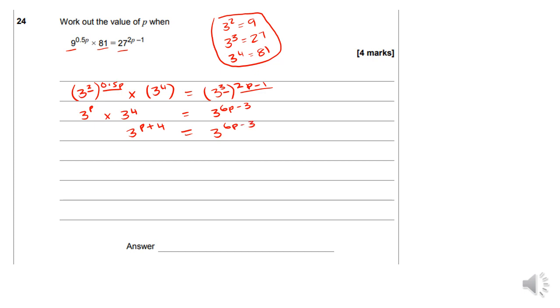Now because I've got the same number raised to different powers, but I've got an equal sign in between, it ultimately means that p plus 4 is equal to 6p minus 3. It's the only way I would get the same thing if I raise the same number to those powers. So I've got a simple linear equation. I'm going to take away p first, so I've got positive 4 is equal to 5p take 3. I'm going to add the 3, so I've got 7 is equal to 5p. And so p is just equal to 7 over 5, or 1.4.